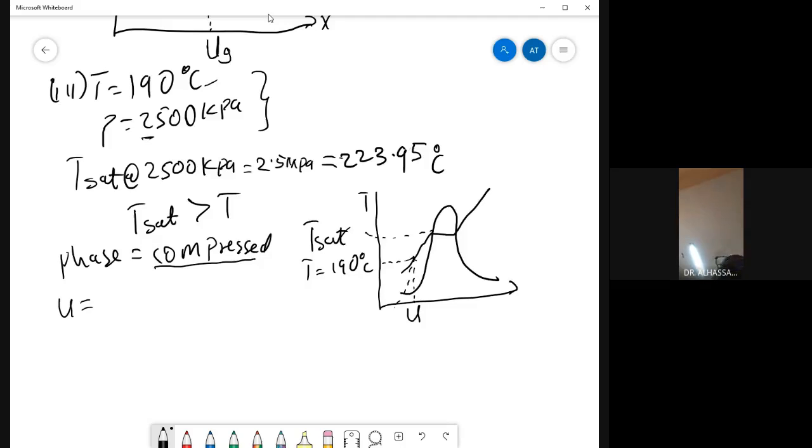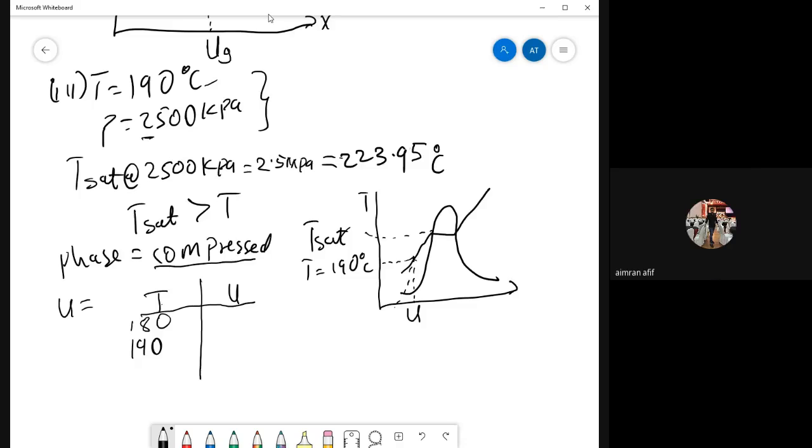So quickly let us do the interpolation. I'll have temperature and then internal energy. We are looking for the internal energy at 190 degrees Celsius. What value should I write on top of 190? 180. So what is the internal energy over there in the compressed liquid table? Internal energy for 180.